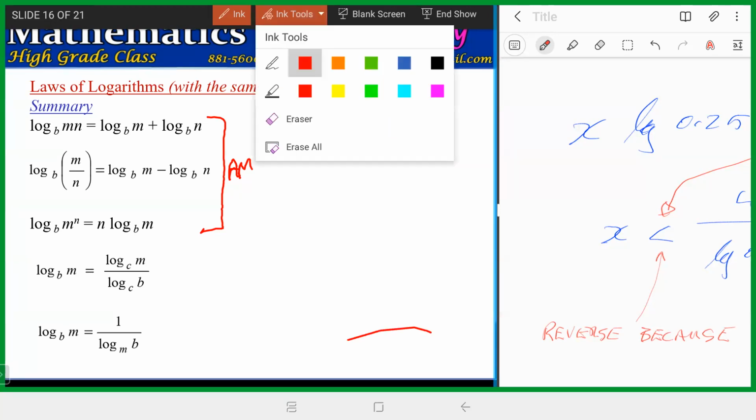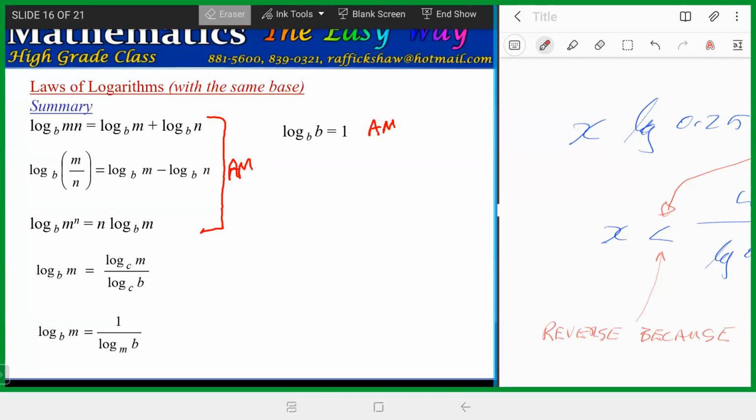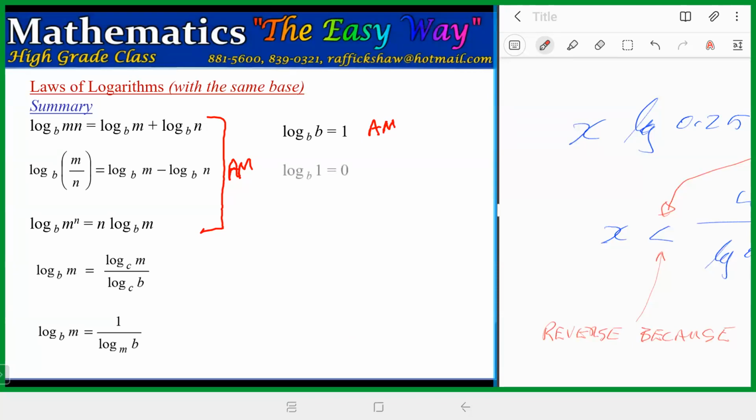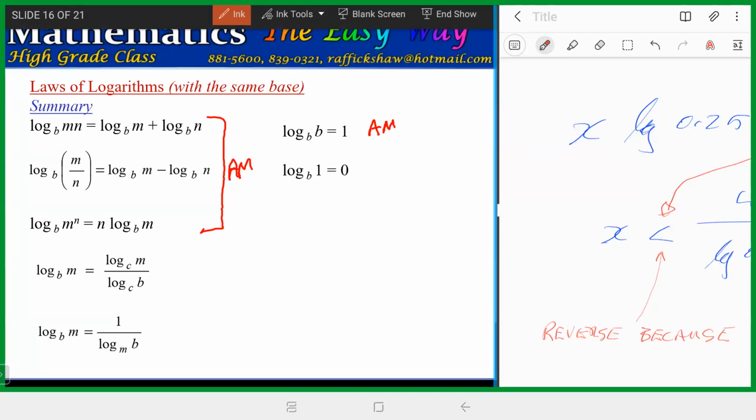That's what add maths must know. Remember what add maths needs as we go. Pure maths must know everything. Add maths must know this as well. The log of 1 is 0, regardless of the base. Any base.